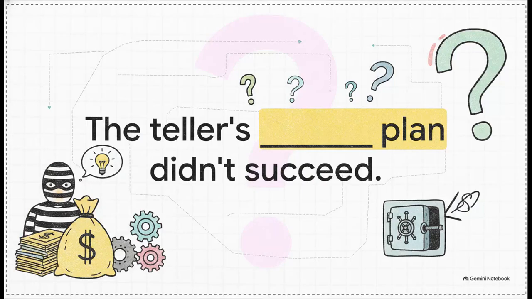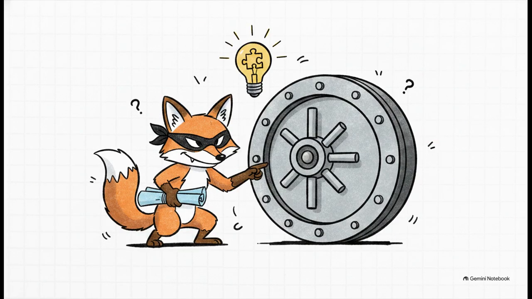in your brain. Now try this fill-in-the-blank challenge pulled right from the lesson. The sentence is, the bank teller's blank plan to steal $1 million didn't succeed. Which of our strategy words perfectly describes a sly, tricky plan focused on deception rather than brute force? If crafty came to mind, you nailed it. It perfectly captures the deceitful, scheming nature of someone trying to pull off an inside job at a bank.